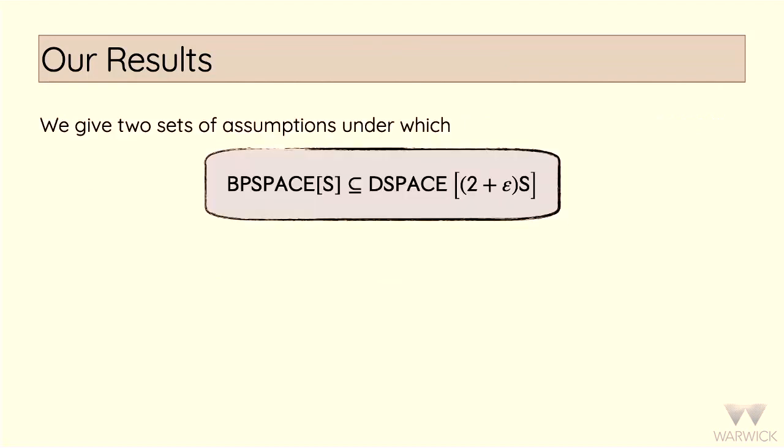So we show two sets of assumptions under which this constant C is almost 2. Okay, so BP space S is contained in D space (2 plus something small) times S. And you should think about it as paralleling BP time T being contained in D time T squared, or almost T squared.